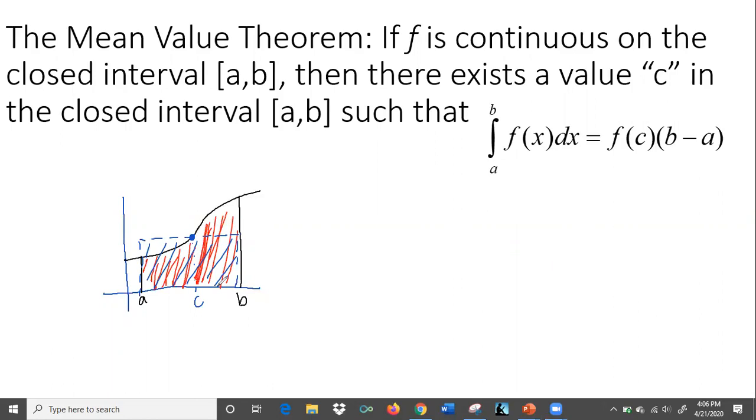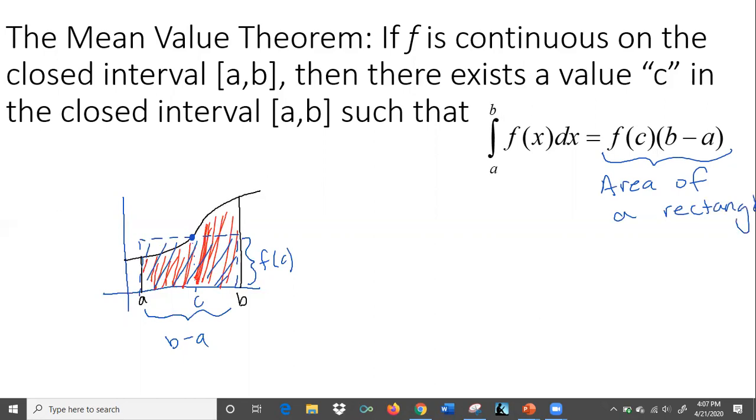If you want to see a proof, there is a proof in section 7.4. Okay, if you want to look at it, it's there. You're going to have to take my word for it. What this f of c is, is just the height. Okay, so this is f of c, and then b minus a is the width of this rectangle. So as you can see, this is just the area of a rectangle.